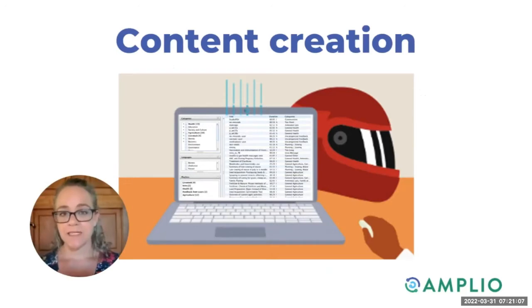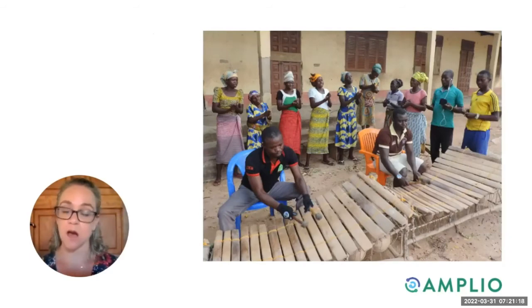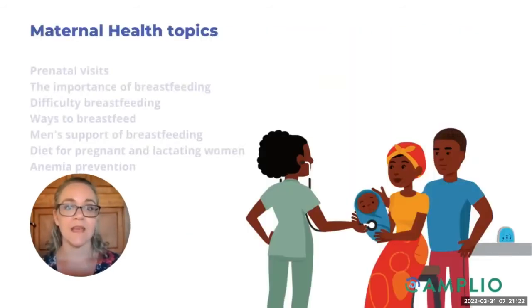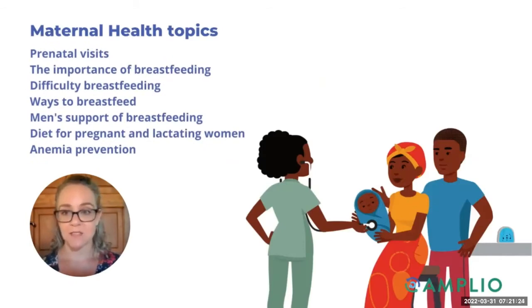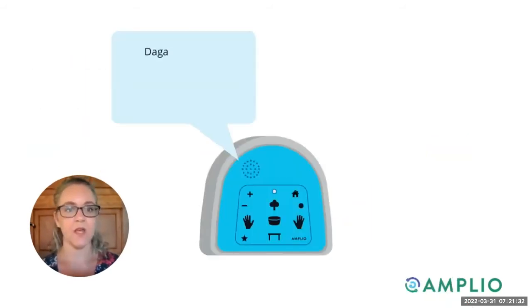After the planning phase, it's time to create the audio content that will go onto the talking books. During the content creation phase, you choose the message format. Is it maybe a song or a drama or an interview? And then you develop the message topics and scripts, test those messages for effectiveness with your target audiences, and produce the audio recordings.